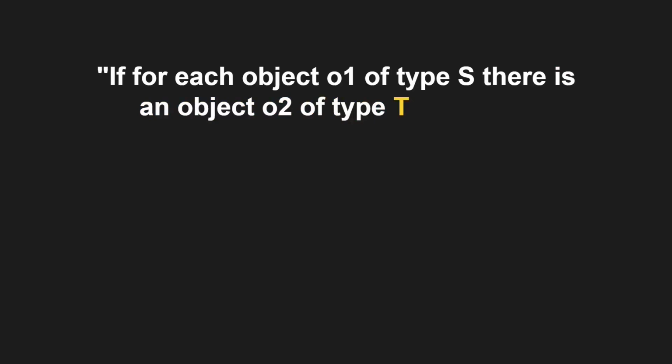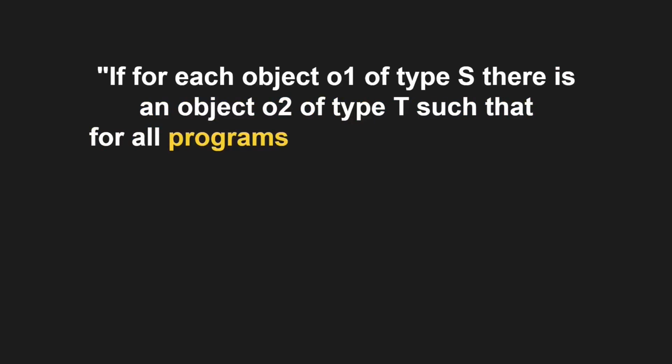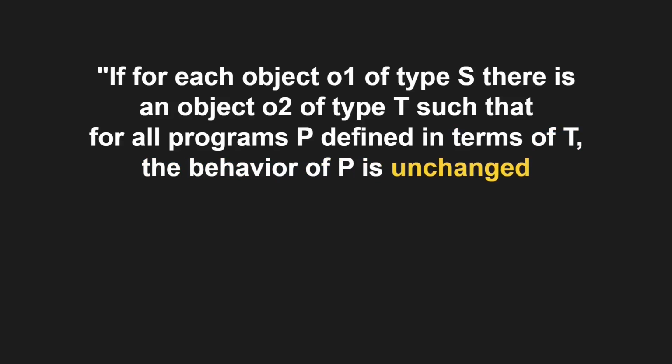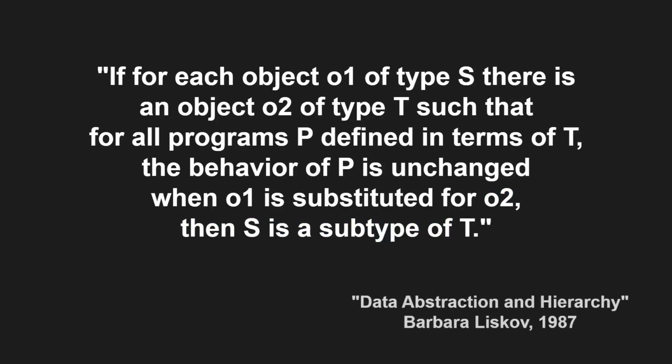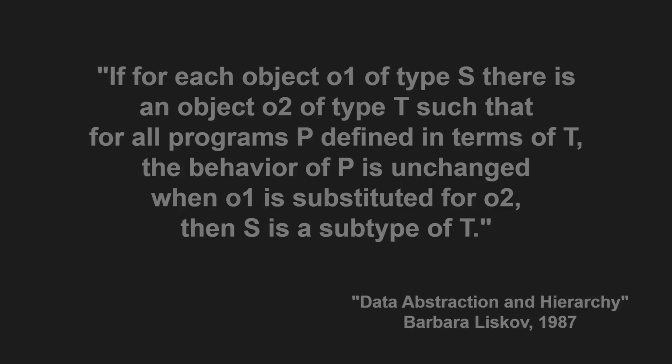Let's start with the definition of the Liskov substitution principle. It states, if for each object O1 of type S, there is an object O2 of type T, such that for all programs P defined in terms of T, the behavior of P is unchanged when O1 is substituted for O2, then S is a subtype of T. That sounds pretty complicated. So what exactly does that mean?